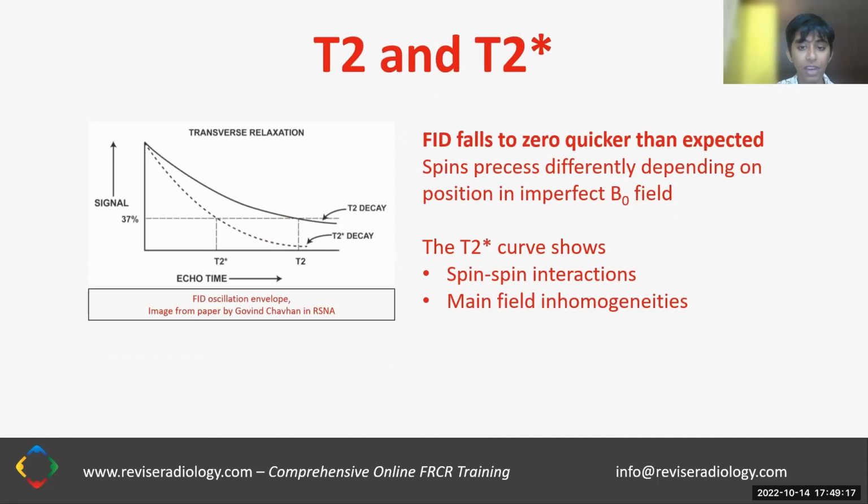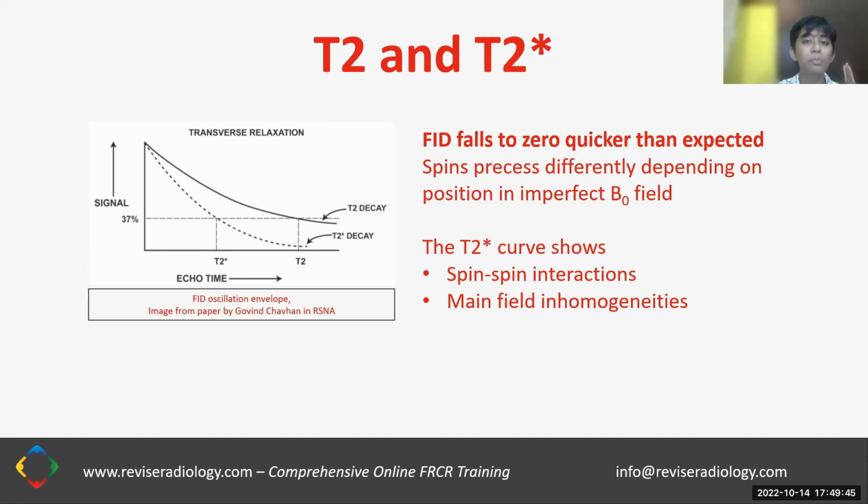Now, FID actually falls to zero quicker than expected. This is because the spins precess differently depending on position and imperfect B naught field. So you can see that T2 decay and T2 star decay are two different things. T2 star takes into account spin-spin interactions and main field inhomogeneities, and it gives us a different curve.